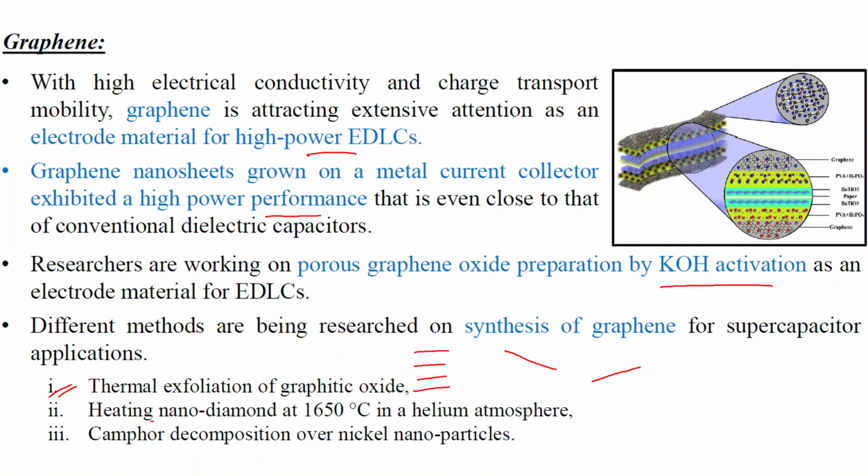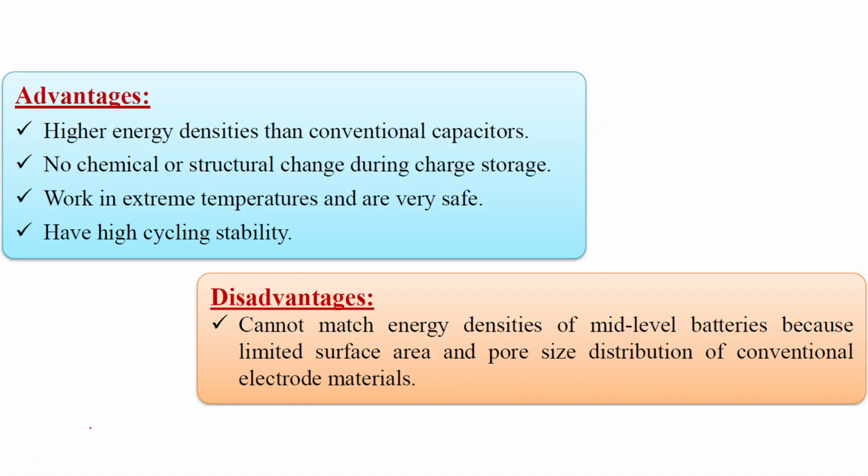Okay. Heating nanodiamond at 1650 degrees C in a helium atmosphere, then camphor decomposition over nickel nanoparticles. So these three are the synthesis techniques of graphene. Apart from them, there are also many techniques. So these are some of the techniques that we have discussed here. Not in detail, I'm just telling you these are some of the techniques for synthesis of graphene.